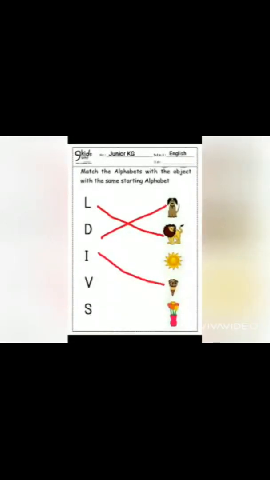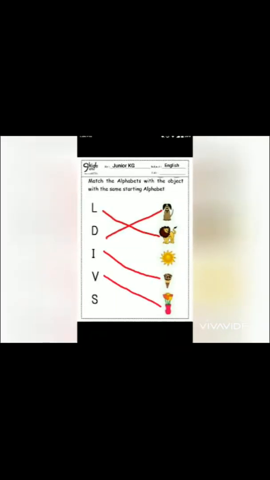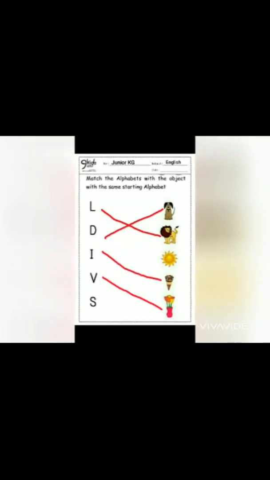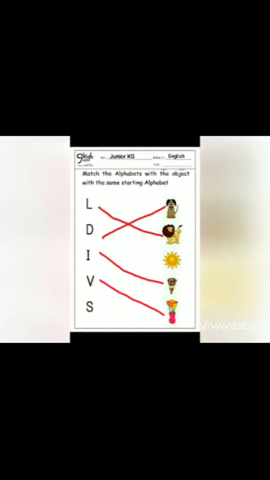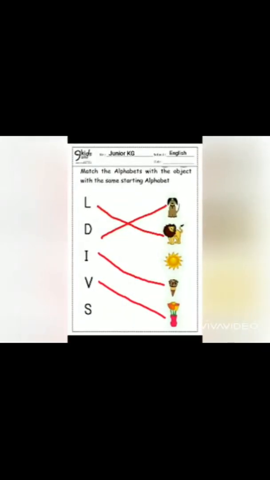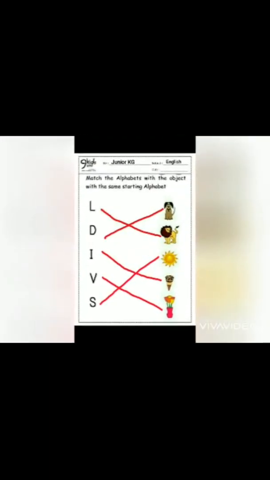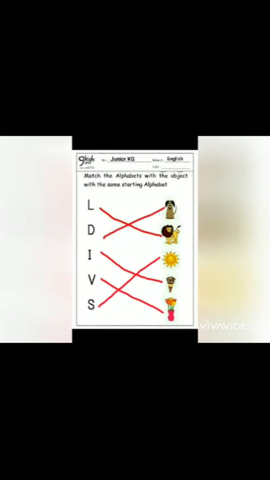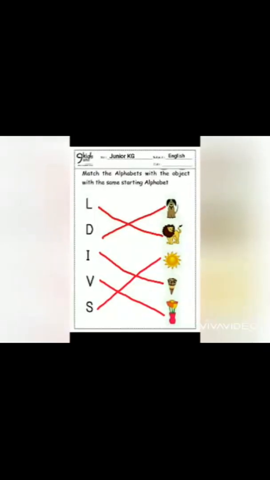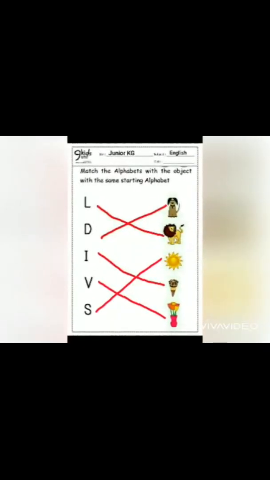Capital V. V says vase. Good. Then capital S. S says sun. Match it. Very nice. We solved both our worksheets. Very good, children.